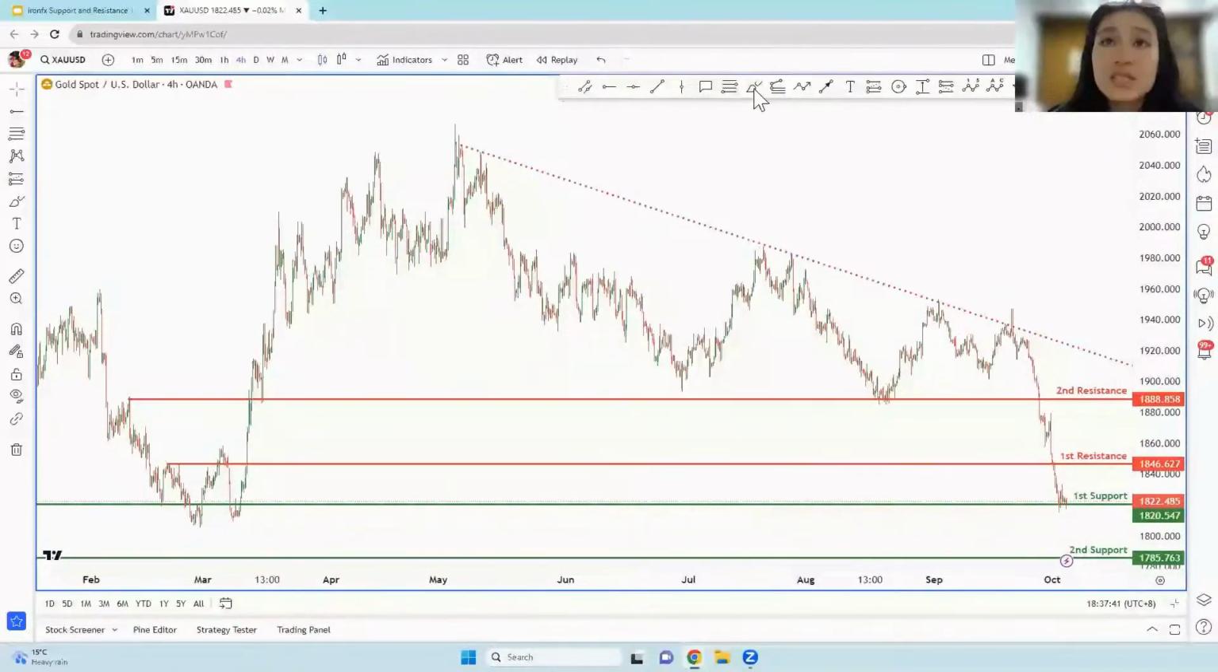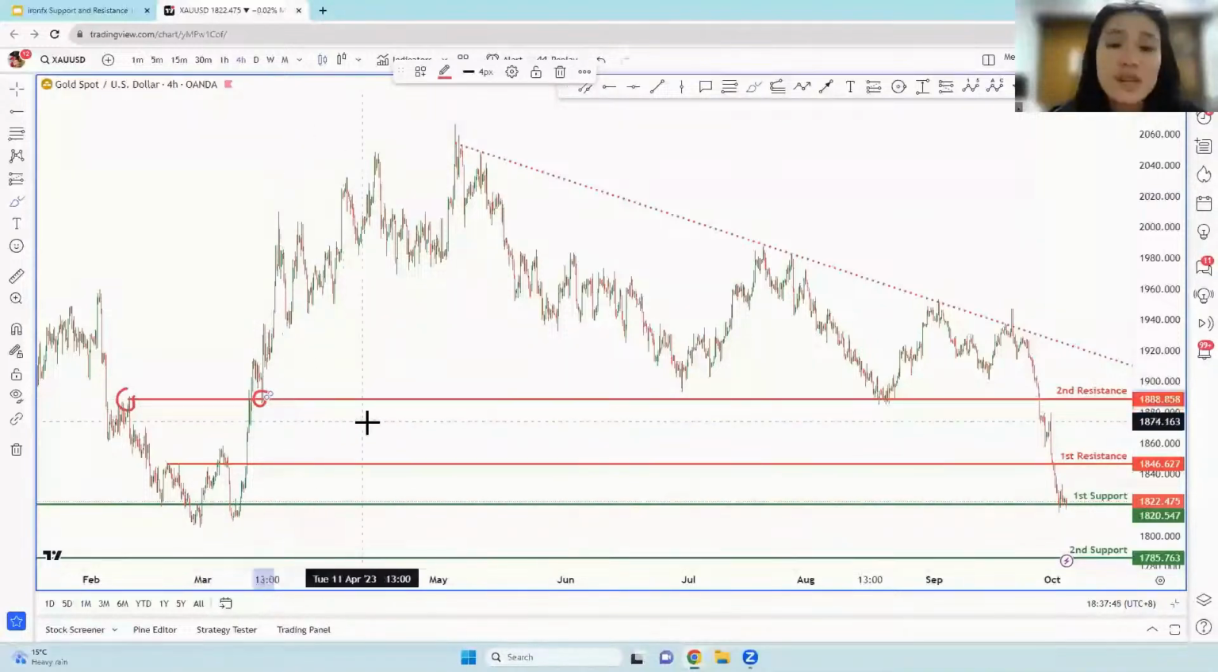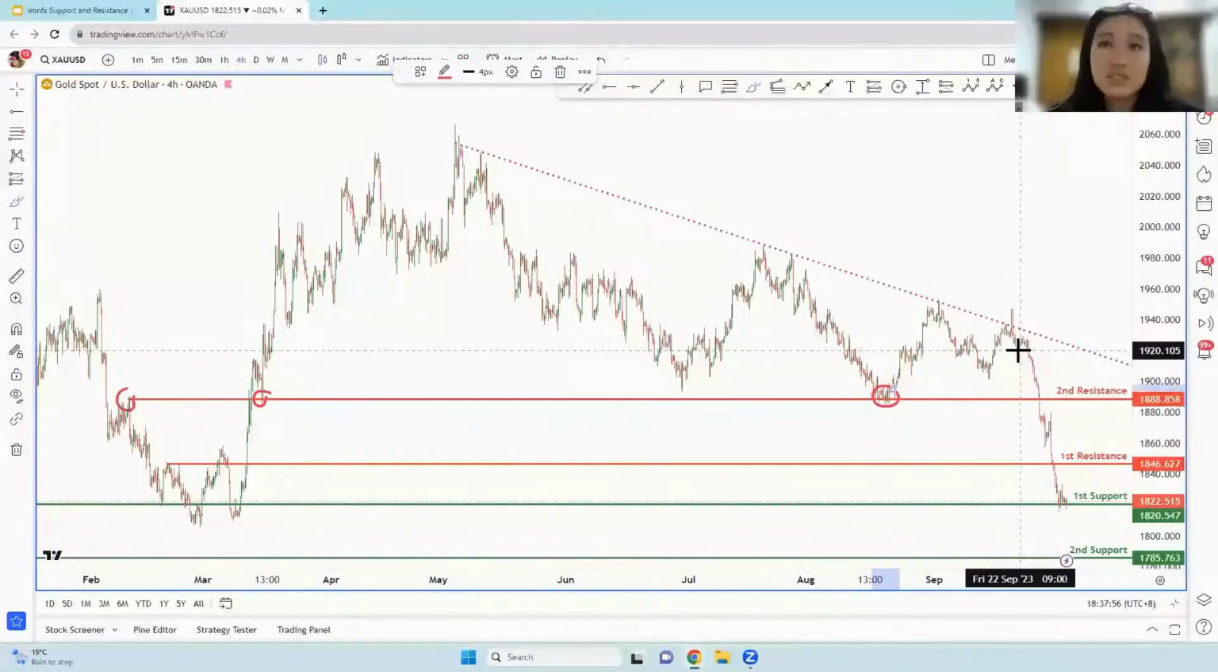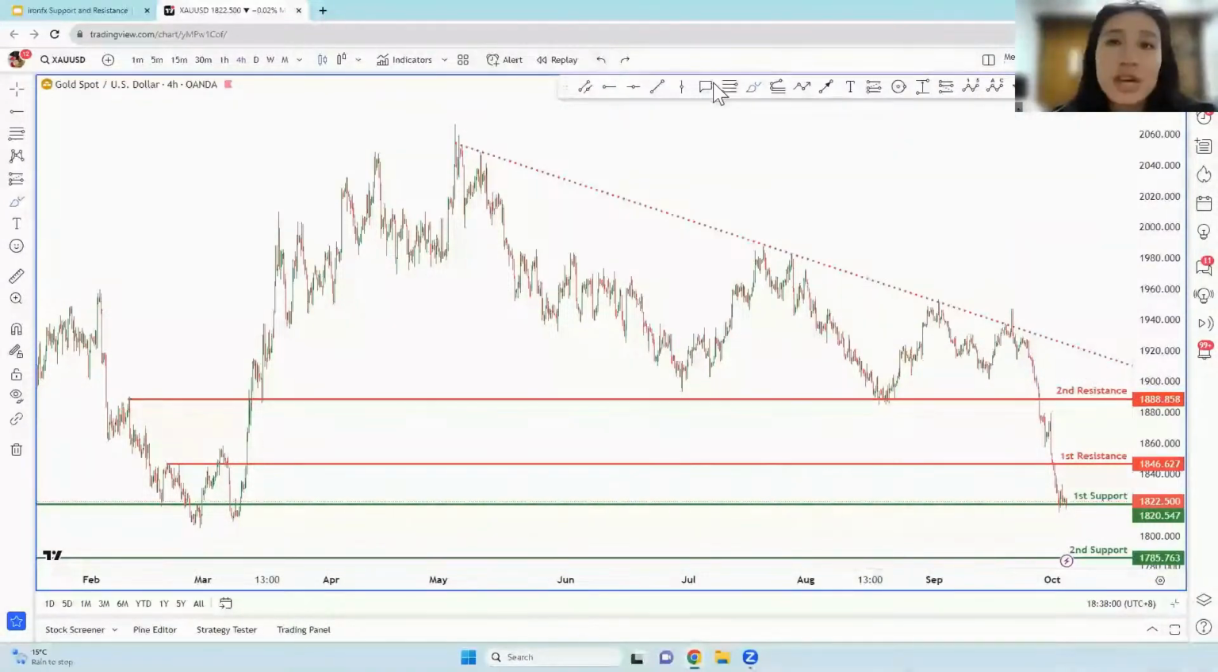So my second resistance, I have a swing high here and a swing low here, so it makes it an overlap level. And then I also have another swing low here. Okay, so I have bulls and bears, both of these areas respecting my second resistance. So it's a pretty significant level, and that's why I have labeled that.